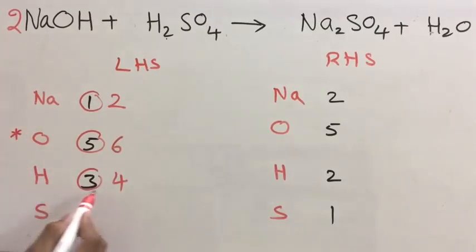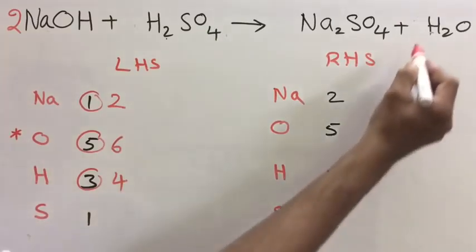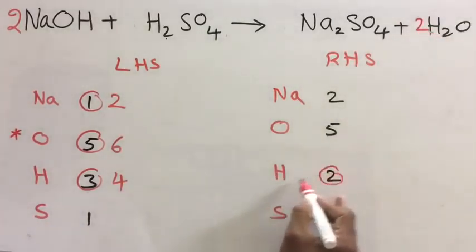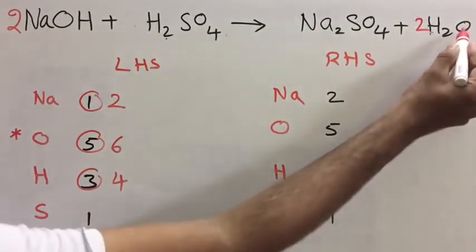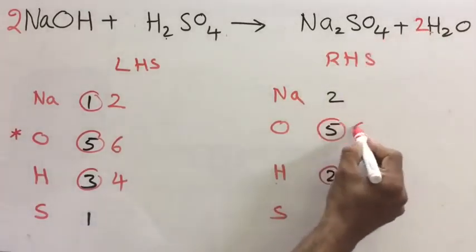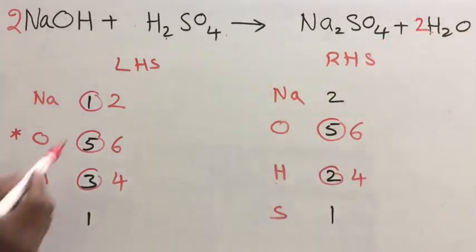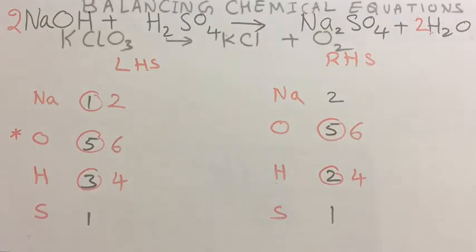Now check for hydrogen. Here we have 4 hydrogen, here we have 2 hydrogen. So we should get 2 more hydrogen. If you write 2 here, then the number of hydrogen will become 4. 2 and 2, 2 twos are 4. But the number of oxygen will also change. So here 2 oxygen and here 4 oxygen. That means 6 oxygen. Now you can check 2, 6, 4, 1. Thus the equation is balanced.